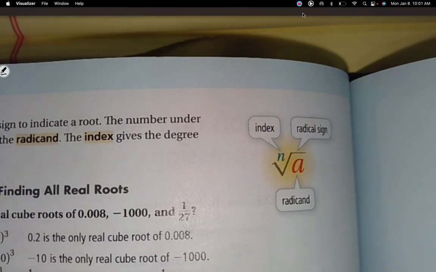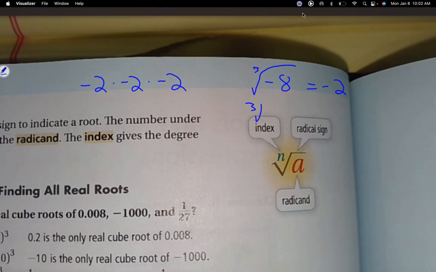The reason it can be negative: what is negative 2 times negative 2 times negative 2? Can anybody tell me what that answer is? Negative 8. So I would say the cube root of negative 8 is negative 2. There's only one answer. If I'm looking for the cube root of negative 8, it would be negative 2. If I was looking for the cube root of 8, it would be 2.